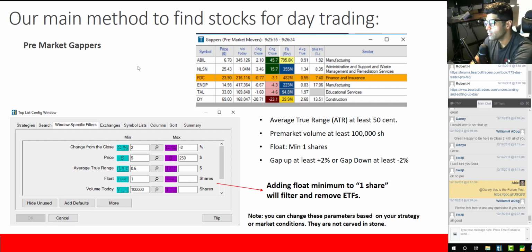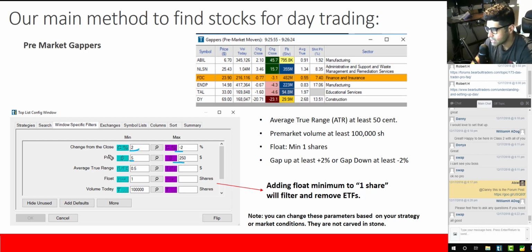So what is the method that we use for finding the stocks in play? The main way that we find our stocks in play is using a Trade Ideas scanner called Gappers. This is the scanner that we built in our community, and it's very simple. We're looking for stocks that gapped up 2% or down 2%. The price range that we mostly trade in Bearable Traders is from $5 to $250.